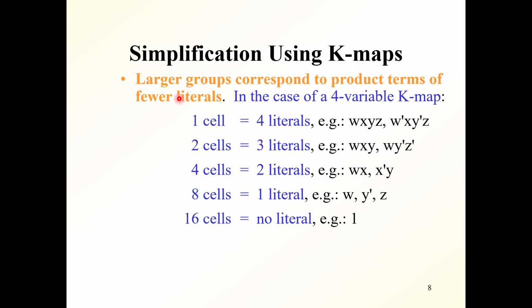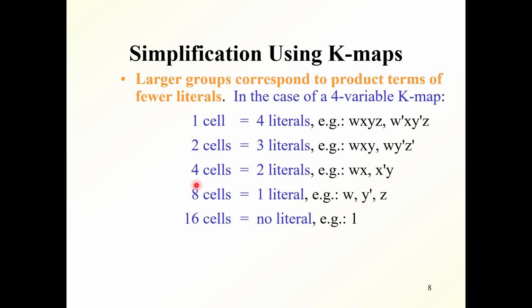As we said before, larger groups correspond to product terms of fewer literals. So take larger groups, make larger groups. In the case of 4 variable K-map, one group that includes one cell will lead into a 4 literal term. For example, this one or this one. If we take 2 cells in the group, the result will be 3 literals in the term, like these two. If we take 4 cells, then the result will have 2 literals only.